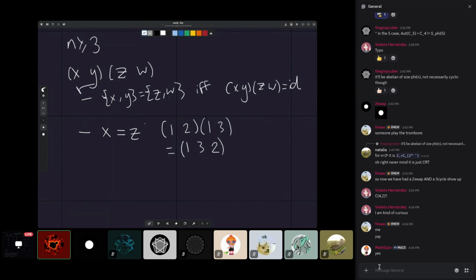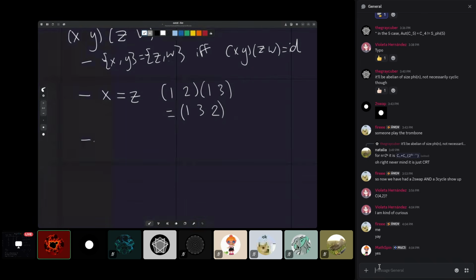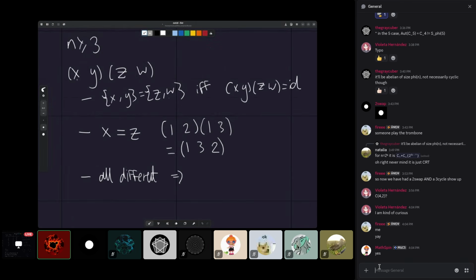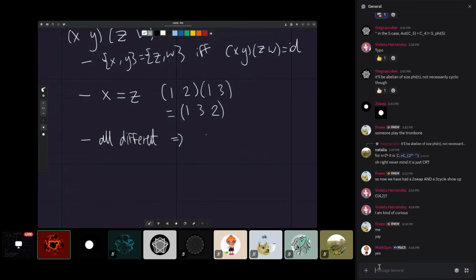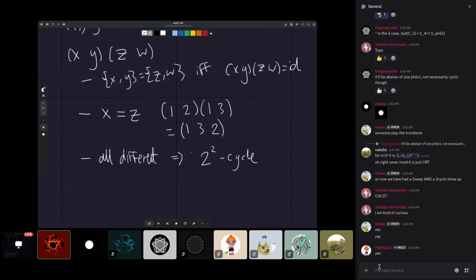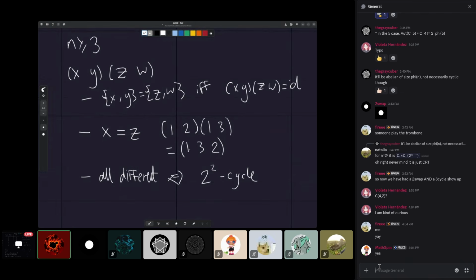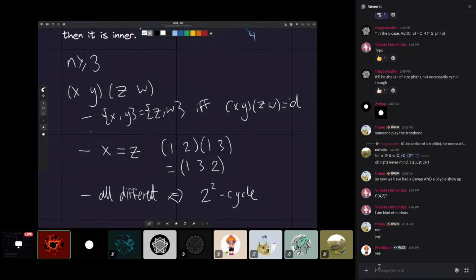So these have one in common, you get a 3 cycle in general. And if x, y, z, and w are all different, then it's already disjoint cycle notation to begin with, so you get a 2 squared cycle. And these implications go both ways. So if the product of two things is a 3 cycle, then exactly one of these is equal to exactly one of these, and so on. Hopefully that's obvious enough, and we're going to use that in a moment.